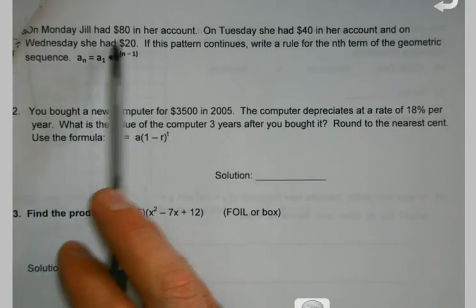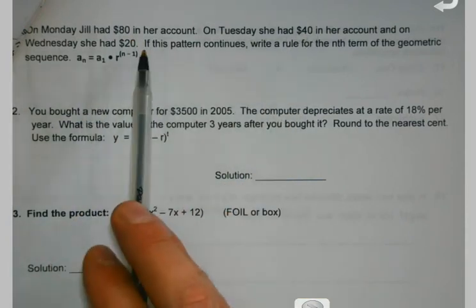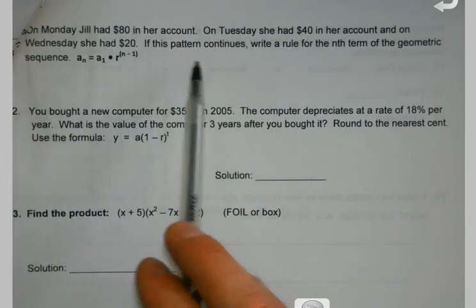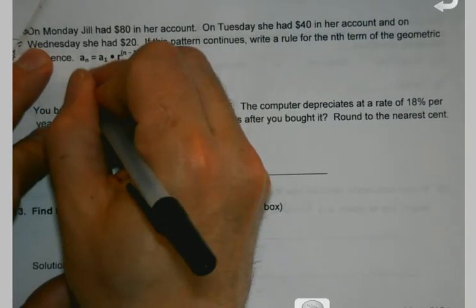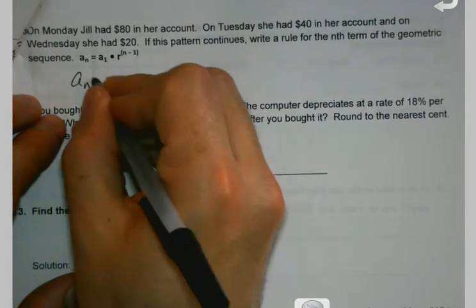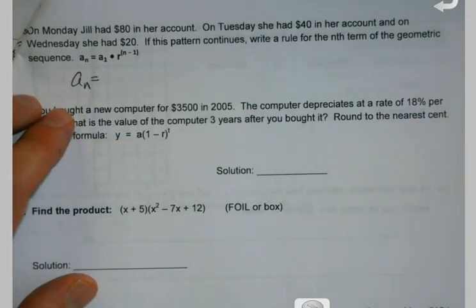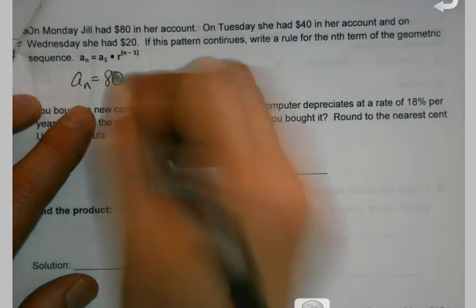So on Monday, Jill had $80 in her account. Tuesday she had 40. Wednesday she had 20. If this pattern continues, write a rule for the nth term of the geometric sequence. Now here's what that means. Okay, this is staying a to the n. That first part's not going to change. A to the 1 is just how much money she started with. How much money did she start with? 80. Okay, she started with 80 bucks.